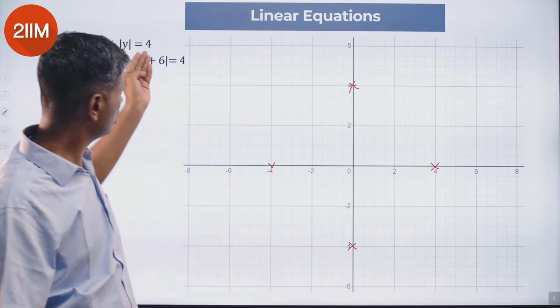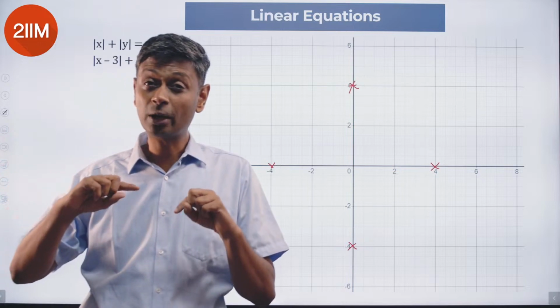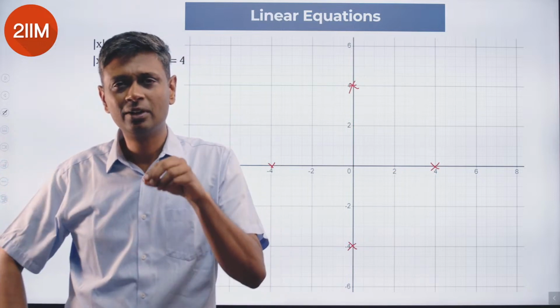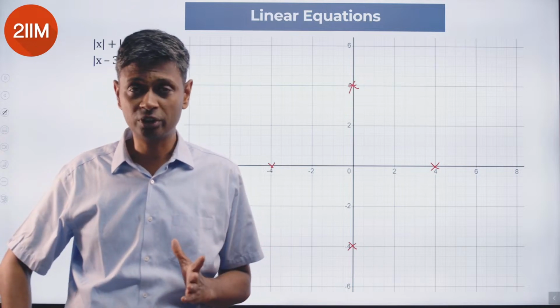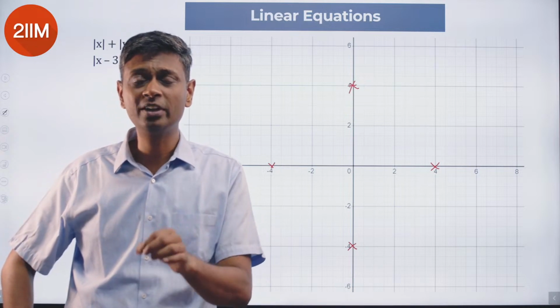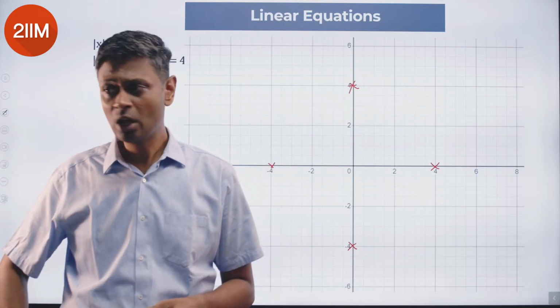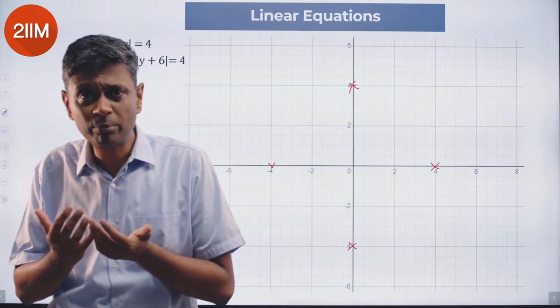Mod x plus mod y equal to 4, if x and y are both positive, mod x is x, mod y is y, and both are positive, I'm practically drawing x plus y equal to 4. Where are both x and y positive? First quadrant.